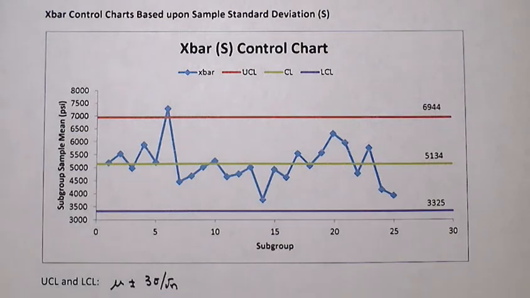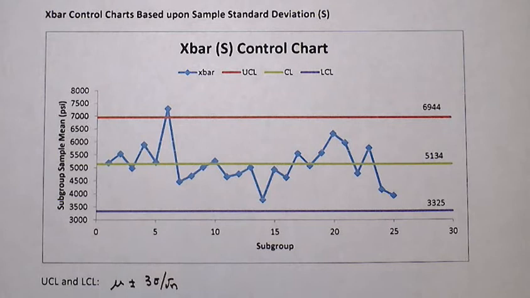Had the digital computer been around back in 1924 in any significant kind of manner, it's likely we would never have had an Xbar based upon the range control chart. Instead, we would have had nothing but Xbar control charts based upon the sample standard deviation. Now, oddly enough, it's going to turn out that it really doesn't matter which one we use because of a couple of factors, but we'll get to that after we develop one of these Xbar charts that are based upon the standard deviation.